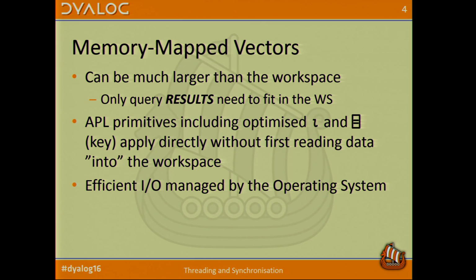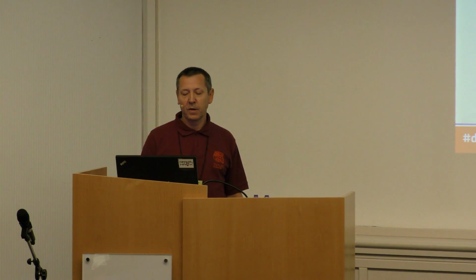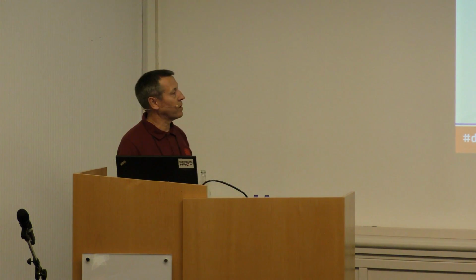APL primitives, including things like key, will be able to work directly on the memory mapped arrays, I believe, without first bringing them into the workspace. They're just out there and accessible to the primitives. And memory mapping works very efficiently in modern operating systems.